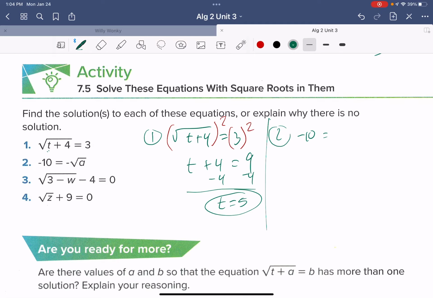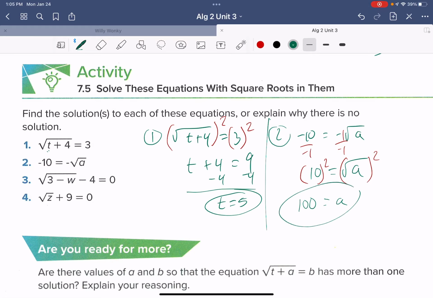Okay, number 2. Negative 10 is equal to negative square root of a. Well, there's this extra negative in front, so it's like there's a negative 1 sitting in front. So I'm going to divide by negative 1 first. So that's going to leave 10 is equal to square root of a. Then we just do the opposite of square rooting, which is squaring each side of the equation. So we get 100 is equal to a. And if we put the 100 back in, that totally makes sense.